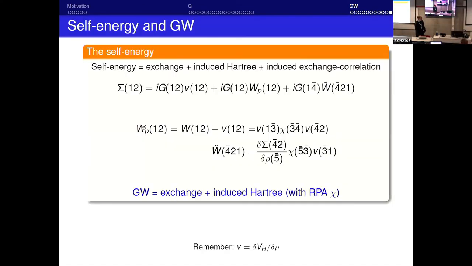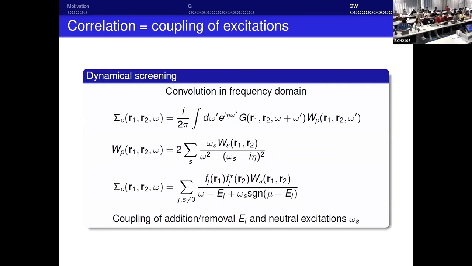Maybe I just conclude with this. In the GW approximation, the screening is described in terms of the coupling between the additional hole or the additional electron in the system and the neutral excitations that are associated to charge excitations. So GW is a way to describe the coupling between electrons and neutral charge excitations. We don't take into account, for example, the coupling of electrons with spin excitations, like magnons. The screening due to spin excitations is beyond GW. So if this process is important in your material, GW is not a good approximation. It's not enough.